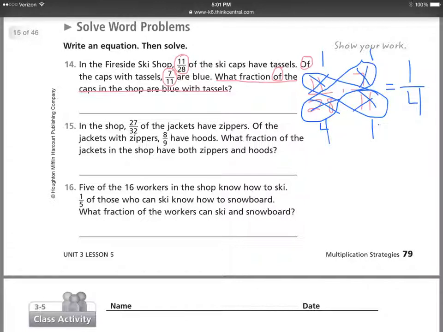Your job on 15 and 16 is to create the equation and then solve the equation and use the skill you just learned to cross-cancel. Pause the video and complete 15 and 16, then come back to the video to finish up this lesson.